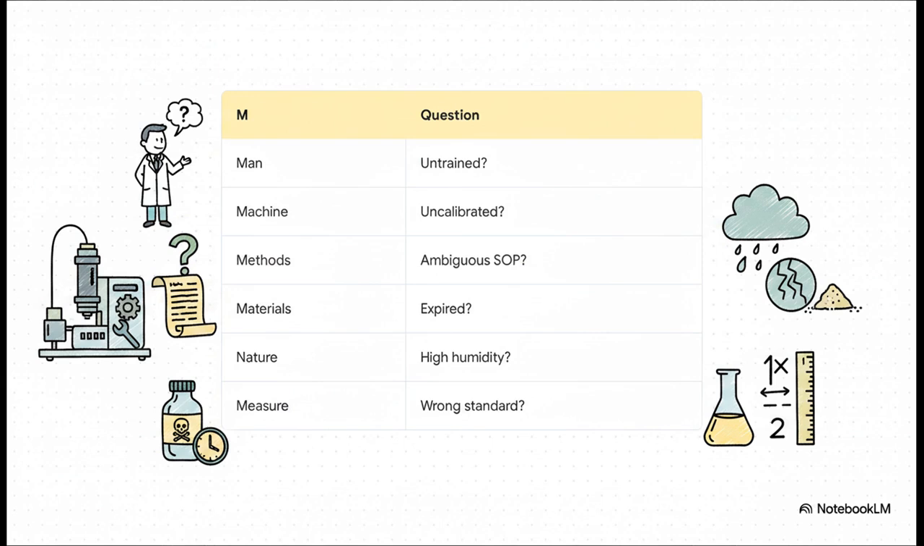For man, was the analyst maybe untrained on the specific method? For machine, we pull and check the instrument calibration records. Methods, is the SOP confusing or ambiguous? Materials, we actively verify reagents to see if they were expired.